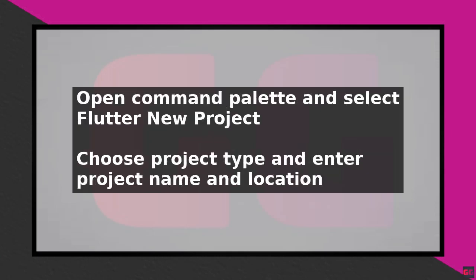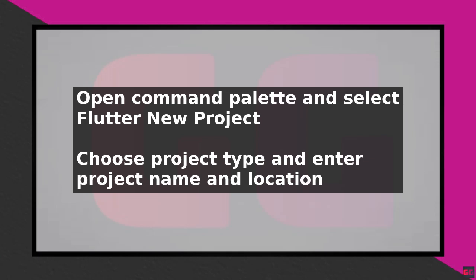After reloading, open the command palette by pressing Ctrl-Shift-P and type Flutter New Project in the command palette. Select the Flutter New Project option from the drop-down list. Next, choose the project type you want to create, such as a mobile app, web app, or desktop app. Enter a project name and choose a location to save your project. Click the Create Project button to create your new Flutter project.